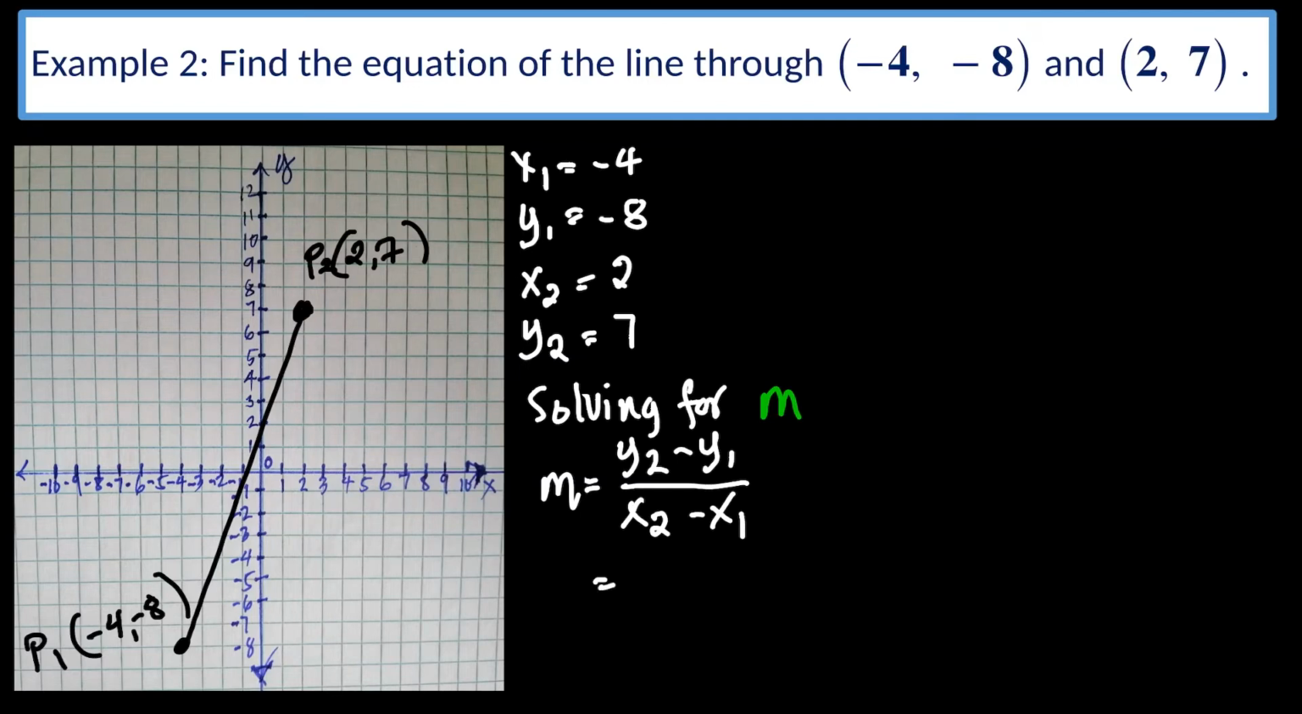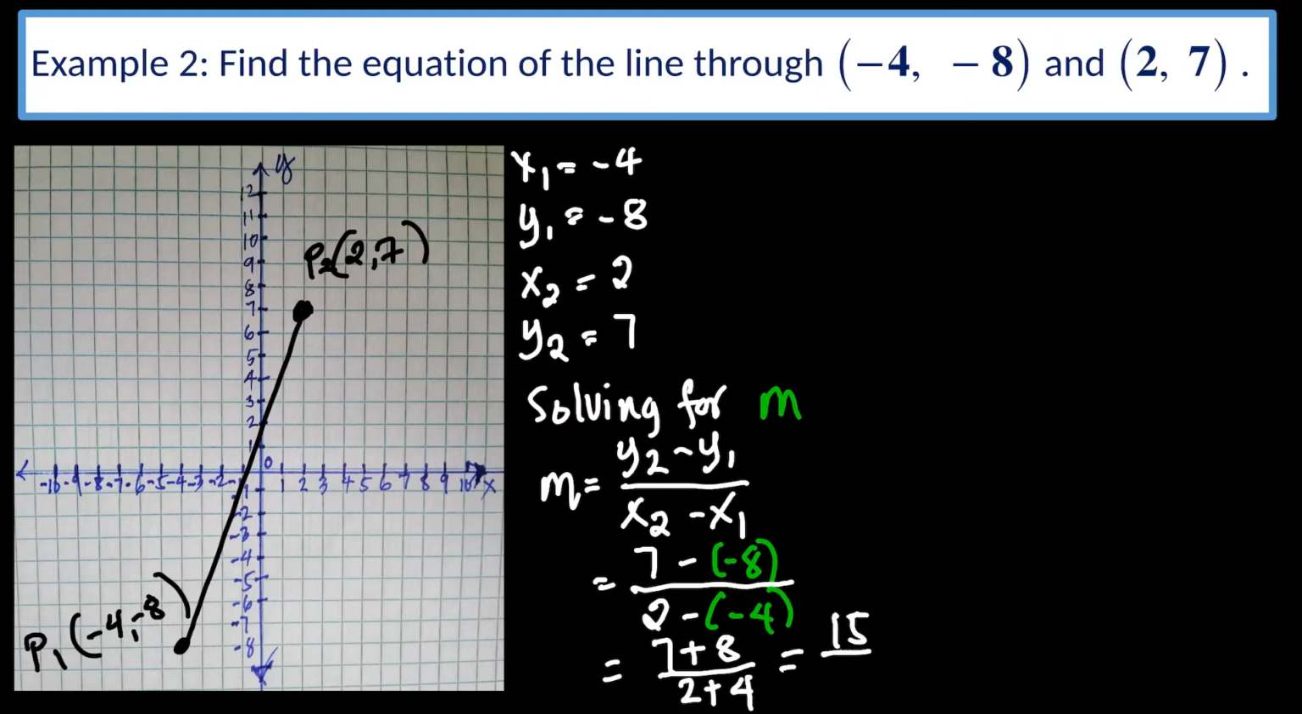All right, so y sub 2 is 7 minus our y sub 1 is -8, over we have our x sub 2, which is 2, minus our x sub 1 is -4. All right, and so this will give us 7 plus 8 over 2 plus 4, and so we have 15 over 6. So this is the slope of the given line.